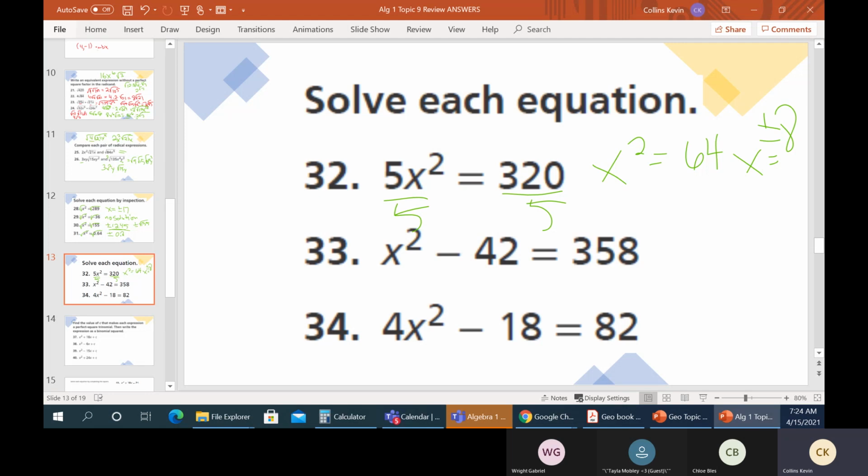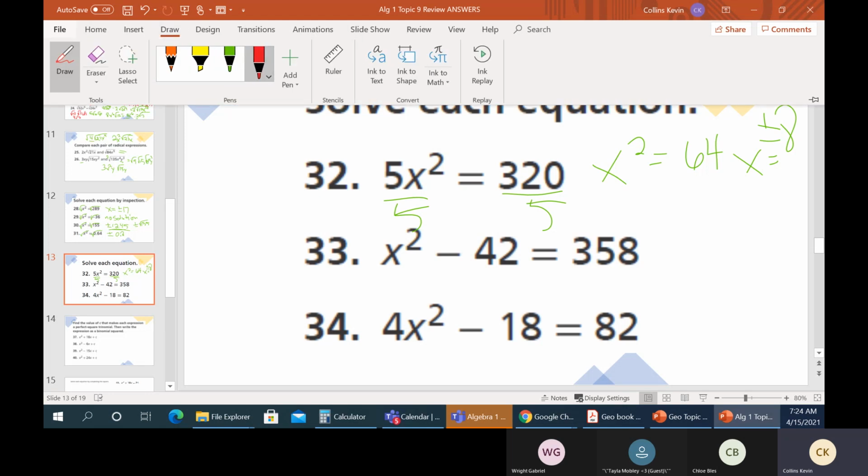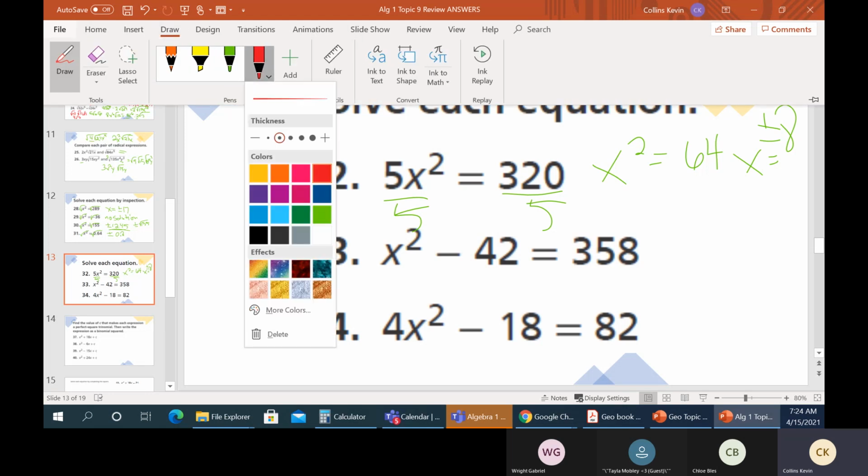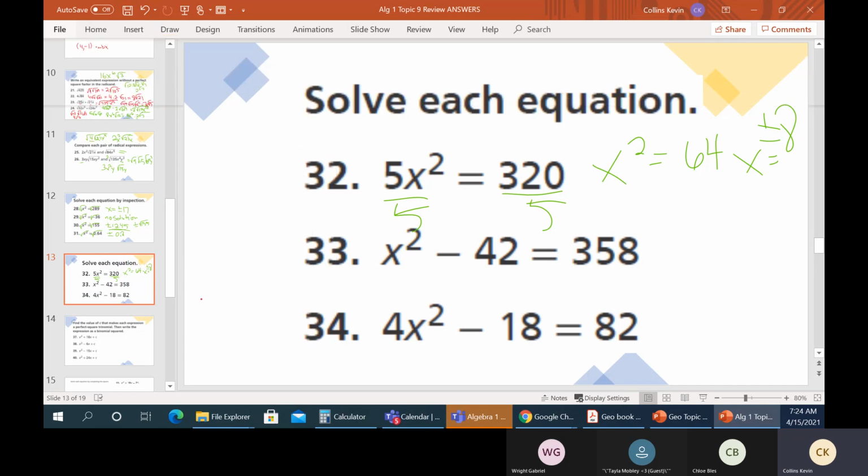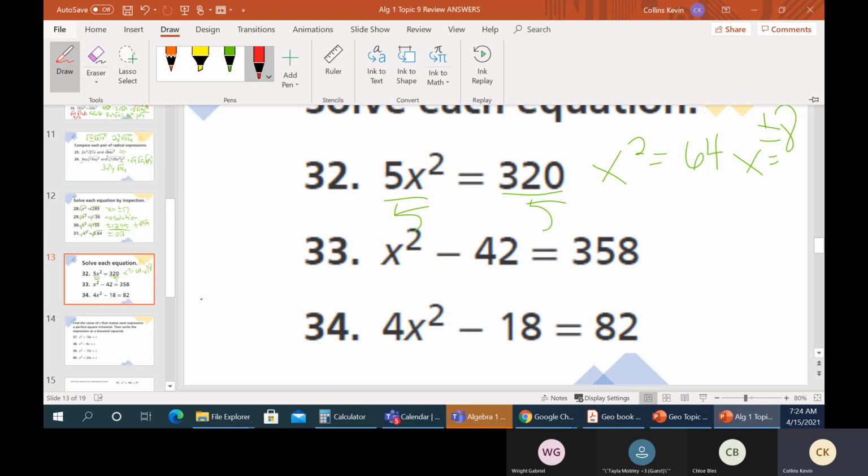Too light of a color? Okay, we can fix that. Matter of fact, let's do that right now. Maybe we'll do this, and we'll bump up the size a little bit. All right, so let's redo this then.